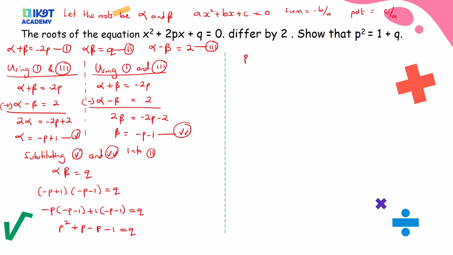So what do we have? We have p squared, and then the p minus p goes, so I have minus 1 is equal to q. P squared is equal to q plus 1. I can rearrange it to look like how it is in the question. So we've proved that. Let's see another number.